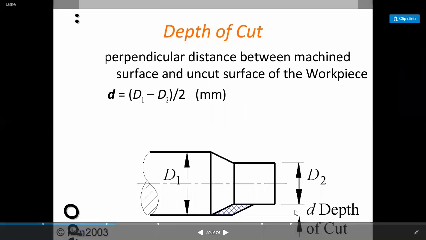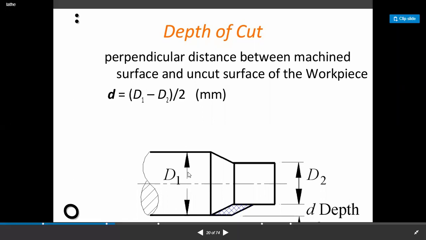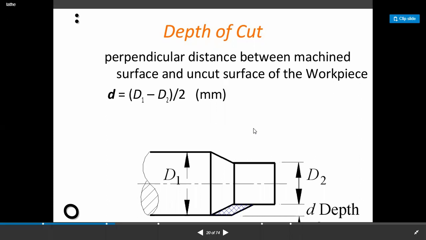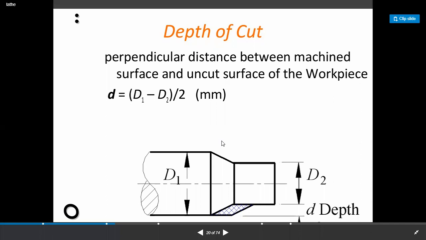So as per that formula, small d is given by capital D1, that is the maximum diameter, minus small diameter D2, divided by 2. As we can see, this distance is there at the upper side of the drawing also. So that's why we are dividing it by 2. So that is the depth of cut. So these are the three important parameters for every lathe machine.